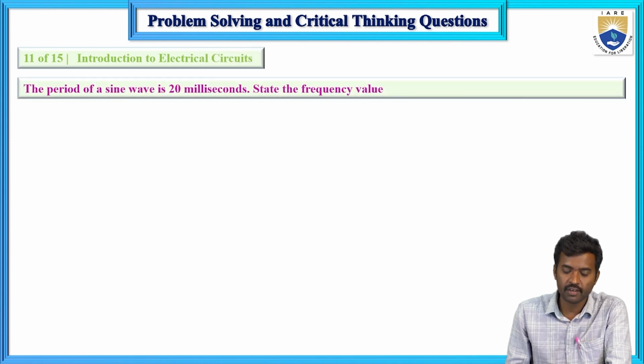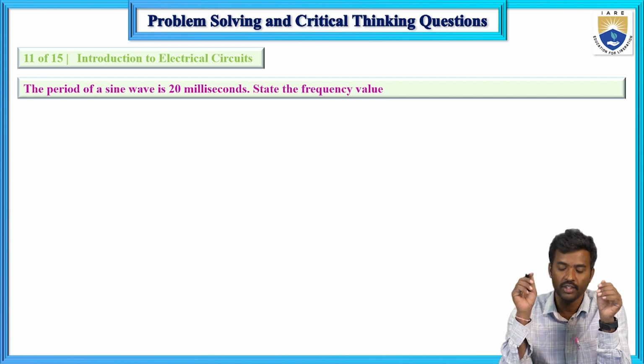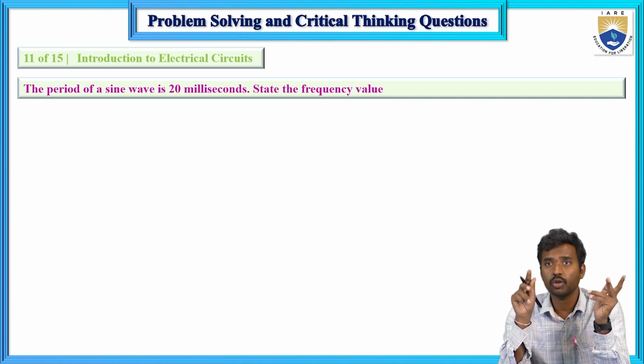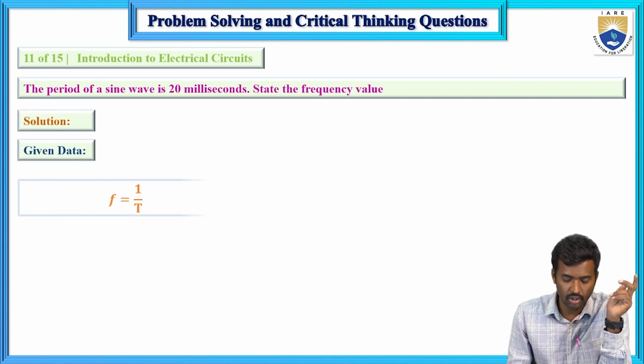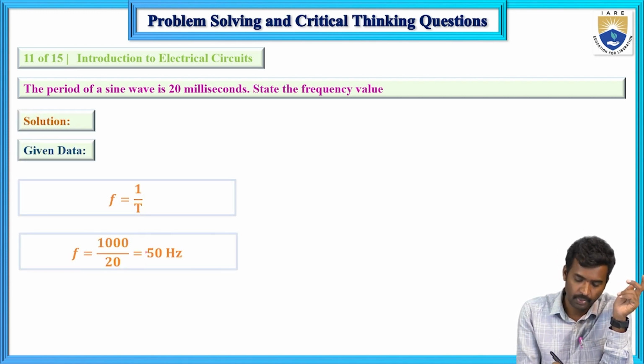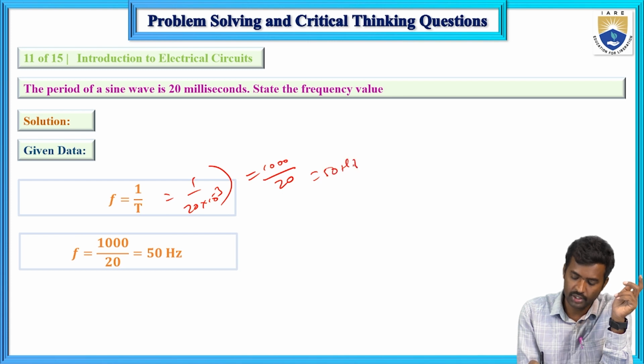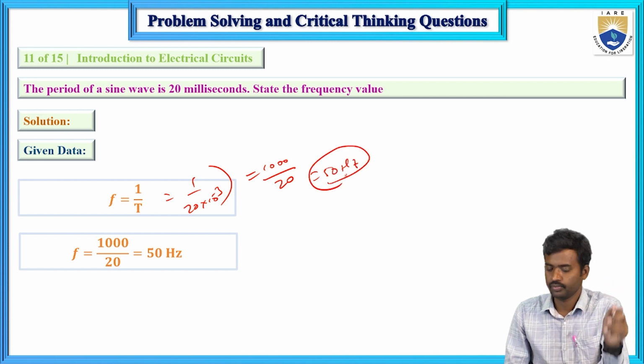Next, 11th question. The time period of a sine wave is 20 milliseconds, state the frequency. Same, reciprocal of frequency equals time period, or reciprocal of time period equals frequency, inversely proportional. So 1 by 20 milliseconds, that equals 1 by 20 into 10 power minus 3. So now that is 1000 by 20, that equals 50 Hz.